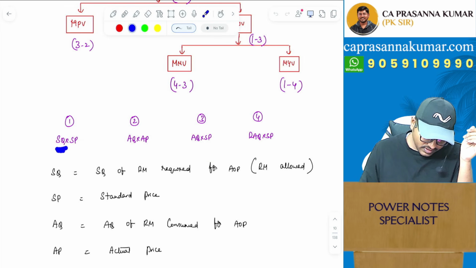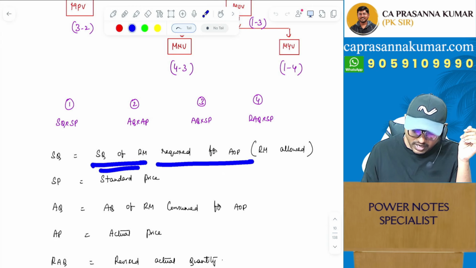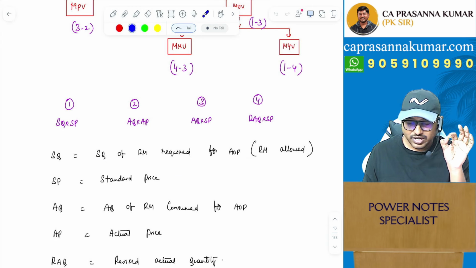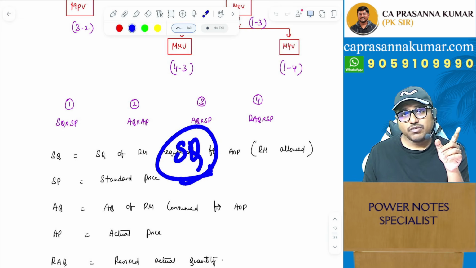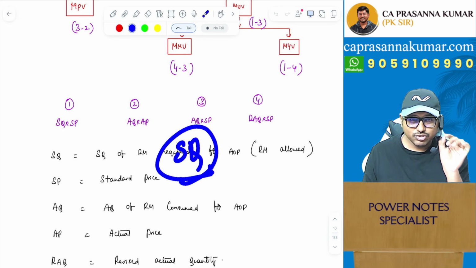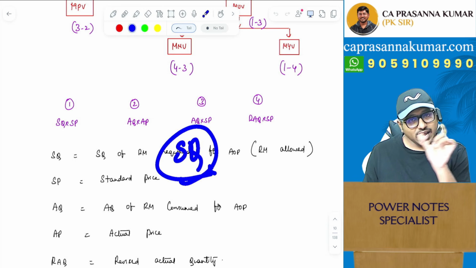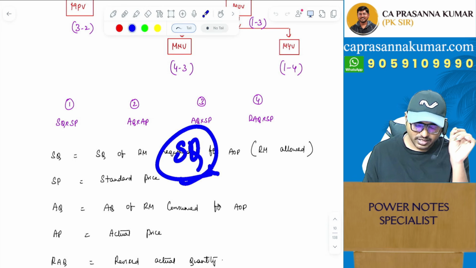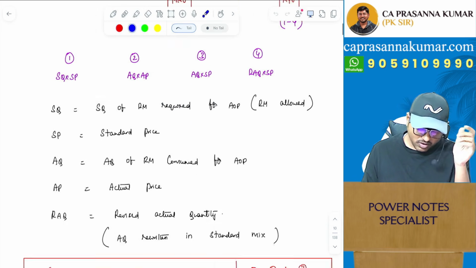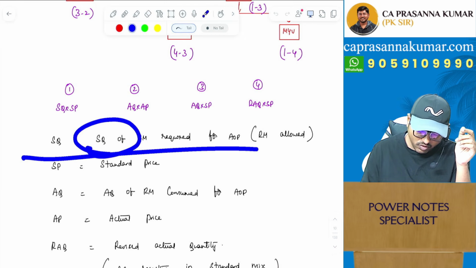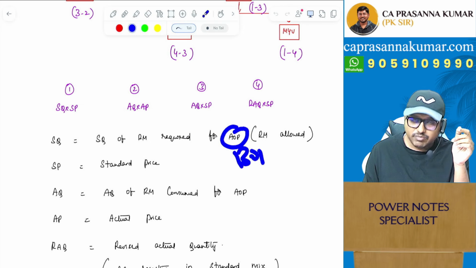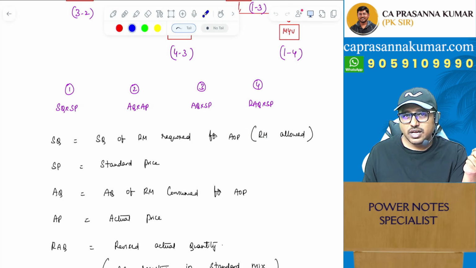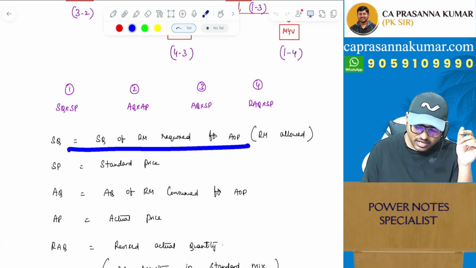So what is SQ? Standard quantity of raw material required for actual output. This is very, very important. Remember it like that only. Whenever I ask you SQ hereafter, you should say standard quantity of raw material required for actual output, or at least remember standard quantity for actual output. Keep that in mind. Why is this required? Because standard quantity for actual output is nothing but standard cost actually. Standard quantity for budgeted output will become budgeted cost, right? And we have just learned that variance is the difference between standard cost and actual cost, not the budgeted cost. Now you can understand the logic behind this formula.